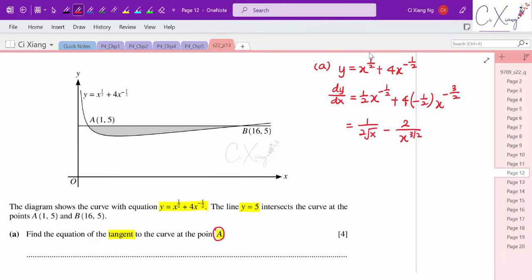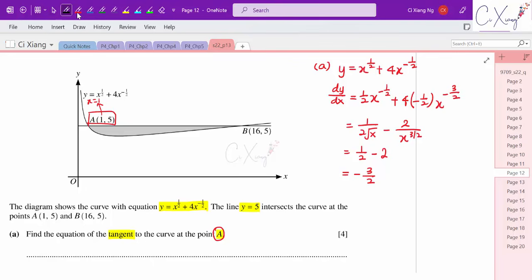Then at point A, what is the coordinate for point A? I have 1 and 5, right? So we substitute x equals 1 into my dy/dx. When I substitute x equals 1, I have half minus 2, and the gradient of the tangent that I get here will be negative 3 over 2.